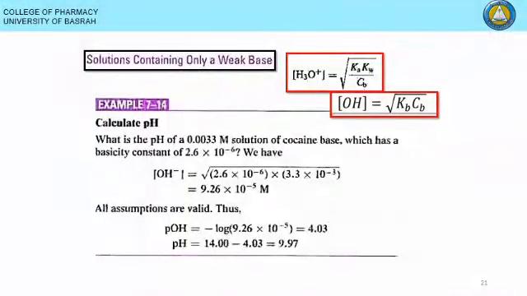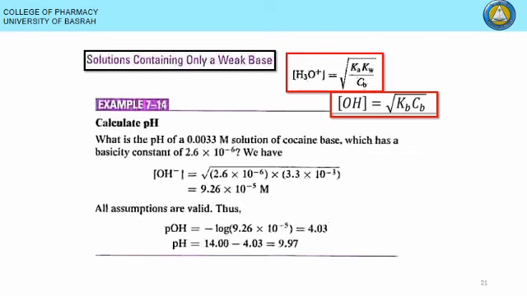Okay, now we're going to talk about another scenario, when we have a solution containing only a weak base, and the question asks about the calculation of the pH. There are two ways to calculate that. First, you either calculate OH from the equation that we derived previously, which is equal to the square root of Kb multiplied by the concentration of the base, or we can use Ka directly, with this equation: the hydrogen ion concentration equals the square root of Ka multiplied by Kw divided by Cb.